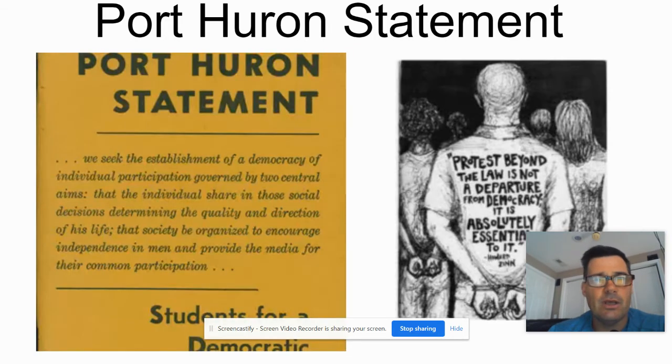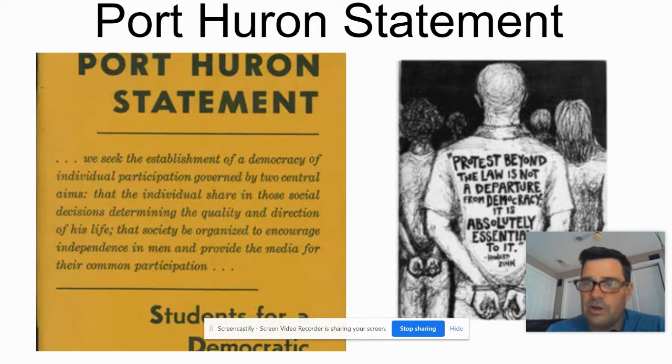The Port Huron Statement said, we seek to establish a democracy of individual participation governed by 2 central aims: that the individual share in the social decisions determining the quality and direction of his life, and that society be organized to encourage independence in men and provide the media for their common participation. So this is just the idea that there should be more participation, not less.